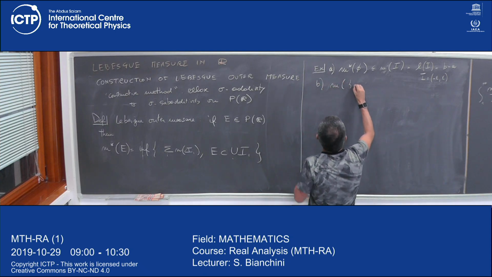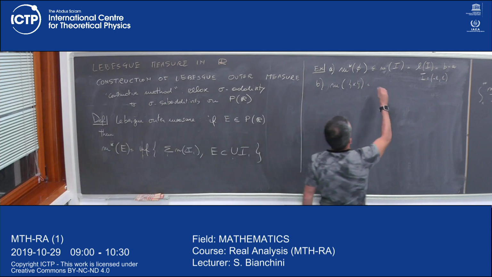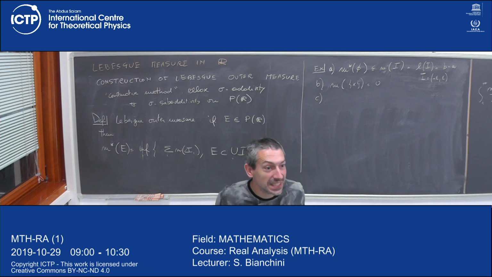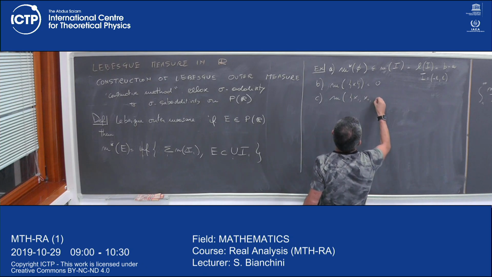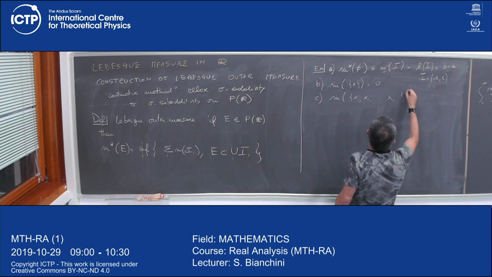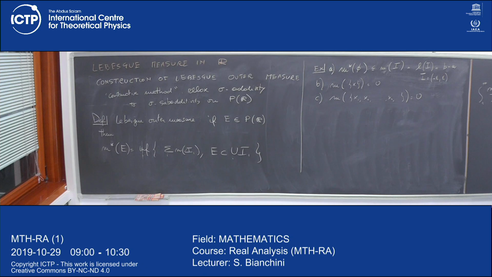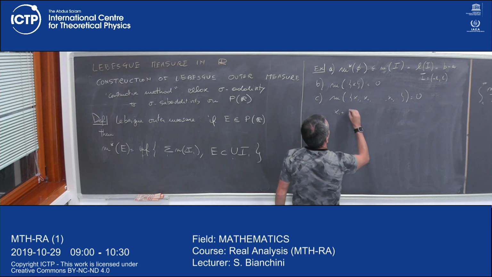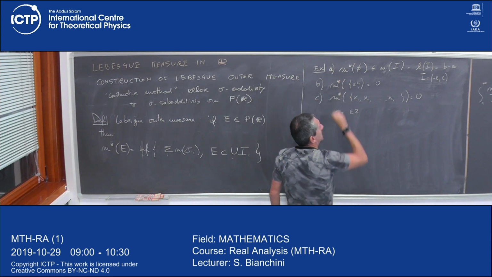The measure of a point is 0, again. Any finite set. The measure of a countable union of points: 0. Why? Because the measure is less or equal to the sum. We take a countable covering with intervals. We are talking about the measure or the outer measure? The outer measure. So everything is the outer measure. We don't have the measure yet.